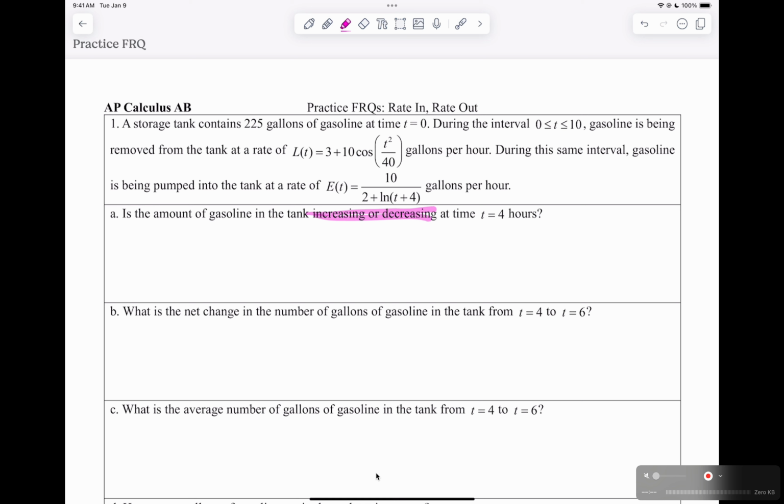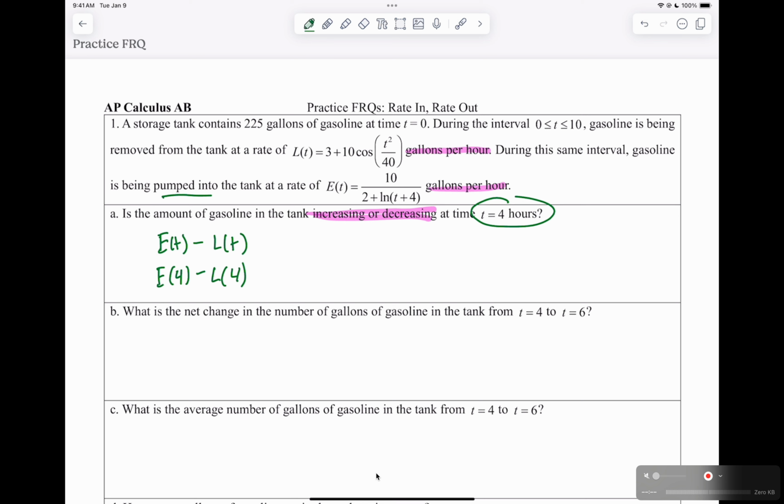Now, whenever we are talking about increasing or decreasing, we want to look at the derivative. Thinking about L of t and E of t, it's already the derivative because it's talking about rate, gallons per hour. So for part A, if I have E of t, which is gasoline being pumped in, then we're going to subtract L of t, which is gasoline being removed from the tank. At t is equal to 4 hours, I'm going to have E of 4 minus L of 4.